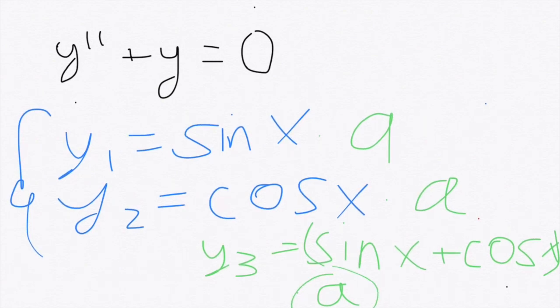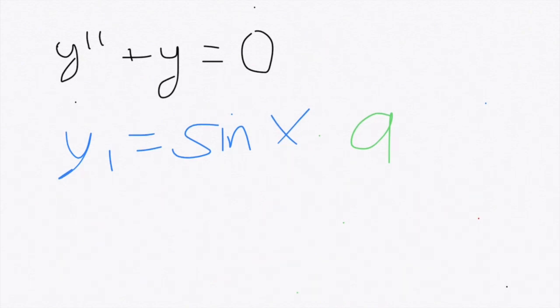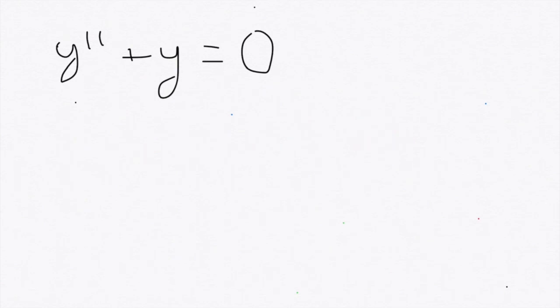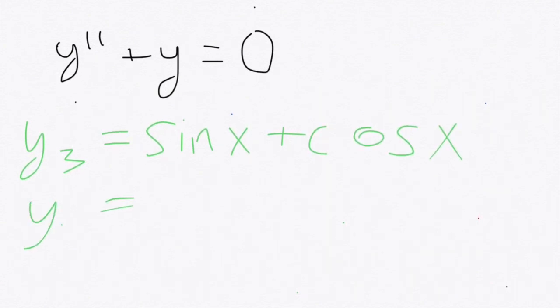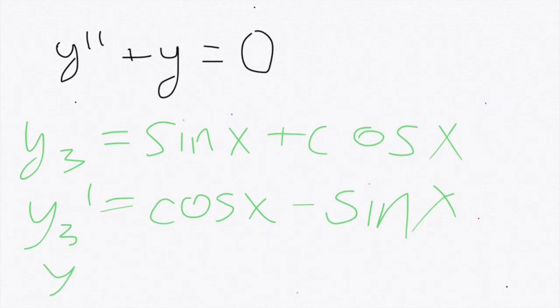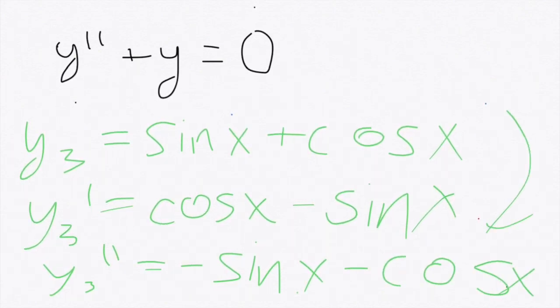All right, so let's actually verify that this is true. We're not going to prove it, but we're going to say that for this scenario, and this should extend to a general scenario, that this is true. We're going to have y3 is equal to sine x plus cosine x. We take the derivative of that to get y3 prime, which is cosine x minus sine x. We take the derivative of this to get y3 double prime, which is equal to negative sine x minus cosine x. And notice, if we add these two things, we also get 0.